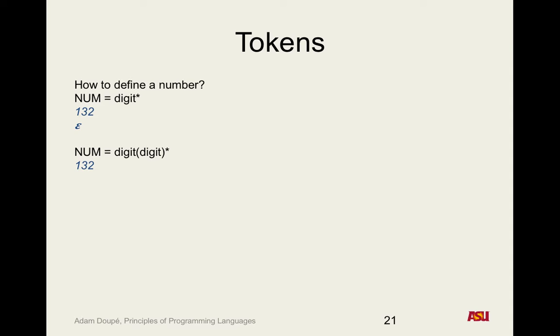So it's going to match 132. The 1 matches the first digit, and the 3 and the 2 match the digit star. Does that make sense? What about 0? Yes. It's going to match the first digit, and 0 or more is going to match the empty string. So that's going to match our regular expression. What about this? Yes. Do we want this? No.